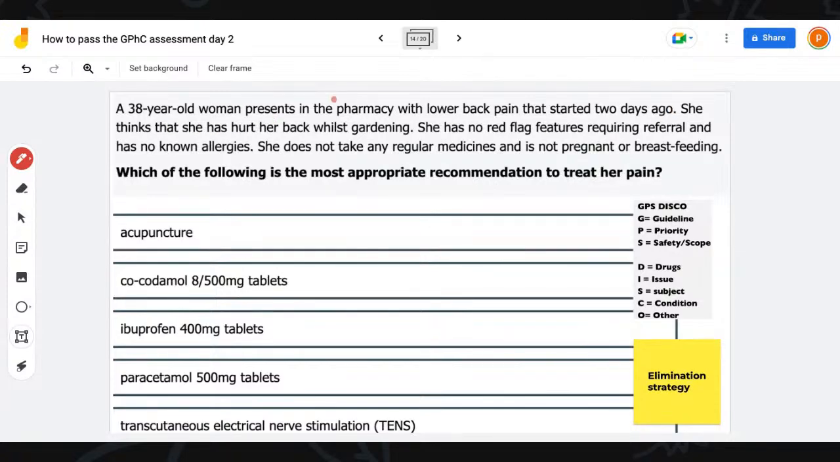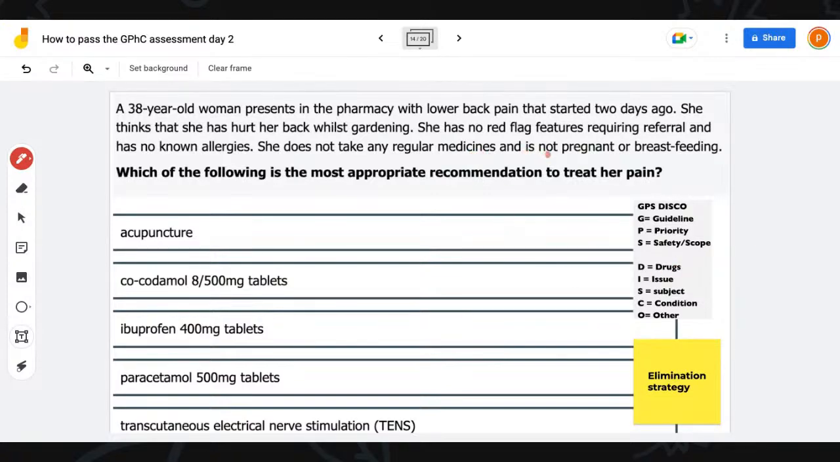I'm going to look at my D and go, okay, lower back pain, 2 days. She thinks she's hurt her back. Okay, no red flags. Thank you for mentioning that. When you see the GPhC putting no red flags, that's trying to tell you not to think too much about this question. No red flags requiring referral, no allergies, and she does not take any regular medications. Fantastic, that's what we want to hear. So the question is not really an interaction type question. So no medicine, they've done our job for us. We don't have any D there.